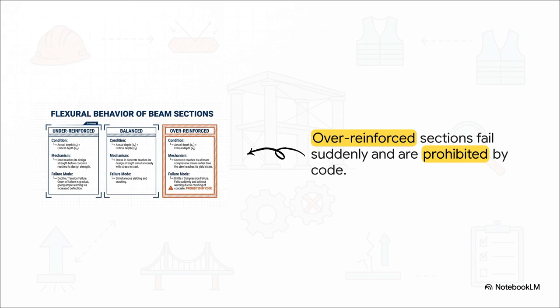But an over-reinforced beam? It fails suddenly and violently as the concrete just crushes under the pressure, without any warning whatsoever. This brittle failure is strictly prohibited by building codes, and your QA teams must guarantee designs are fundamentally under-reinforced to ensure a ductile, predictable failsafe.